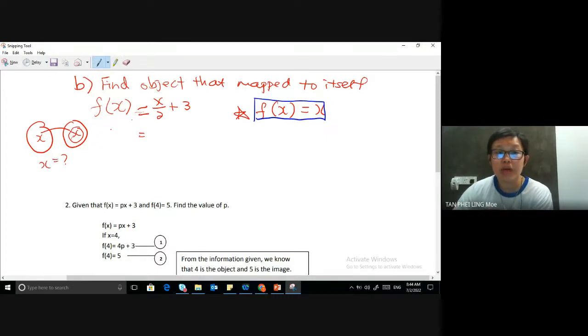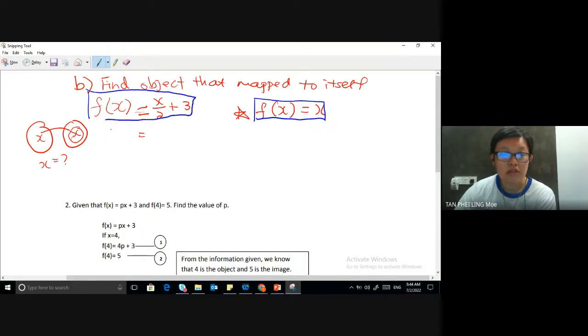Okay, so what do you have here? Your f(x) equals x over 2, and then you also have your f(x) equals x. Can you compare these two now? You compare these two now.